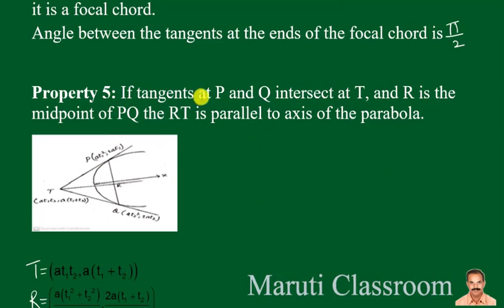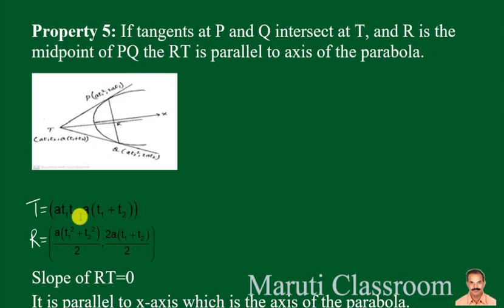Next property: if tangents at P and Q intersect at T, and R is the midpoint of PQ, then RT is parallel to the axis of the parabola. Suppose P equals (at1 square, 2at1), Q equals (at2 square, 2at2) be 2 points on the parabola. Tangents at P and Q, suppose they intersect at T. We know the point of intersection of tangents at t1 and t2 is (a t1 t2, a(t1 plus t2)). We got T.